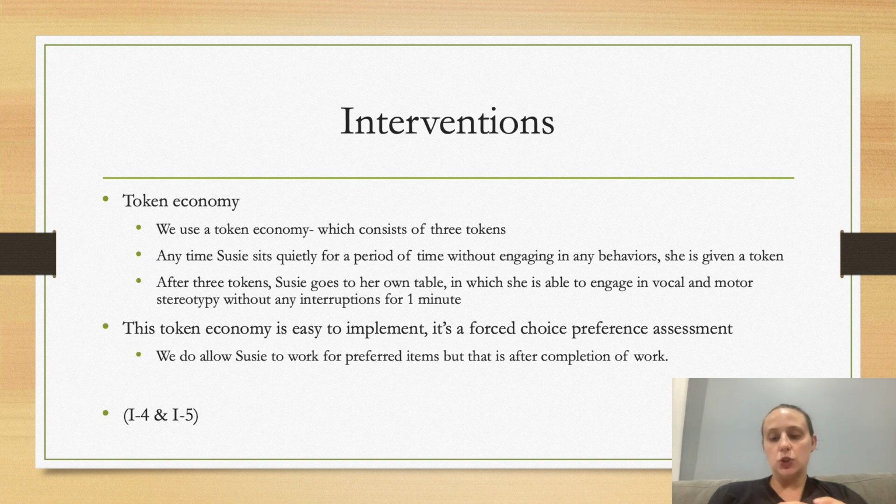And it's a forced choice preference assessment. So just for the token economy, we're allowing Susie to work for preferred items, but that has to be through the completion of a work assignment. So the only thing that we are implementing with the token economy, the only thing that she can earn, is that green table, in which she's able to engage in the behaviors that she wants to for 1 minute straight.